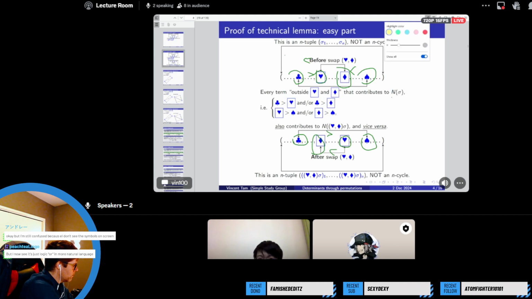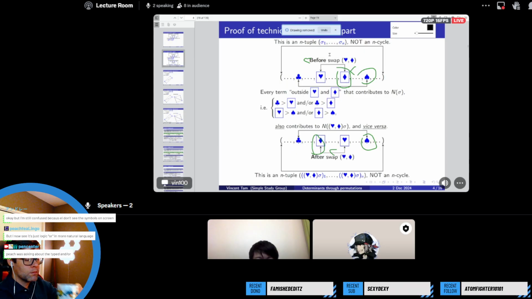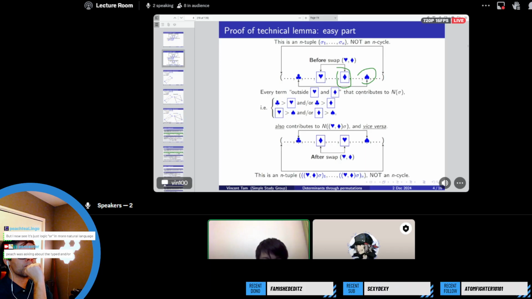Okay, so I hope that you are convinced why terms outside the two boxed elements that are to be swapped won't contribute to this number, that is the number of inversions.